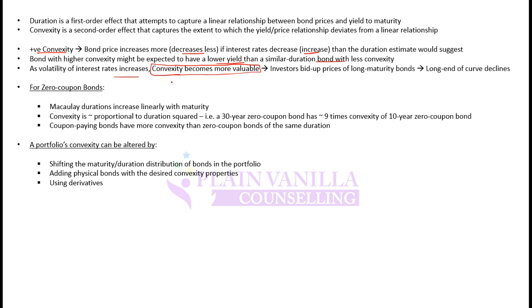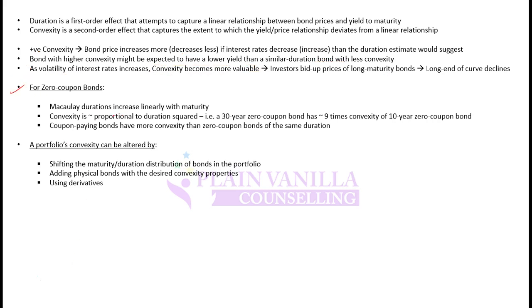Remember this point, this will keep on coming up again and again, and this will come in detail in the next reading. But for now, remember that if volatility of interest rate increases, convexity becomes more valuable. Why is that so, or what is the impact on portfolio value, we will discuss in the next reading. For now, just remember it. Investors bid up prices for long maturity bonds on the curve decline. So just remember this point and we will discuss it in detail in the next reading.